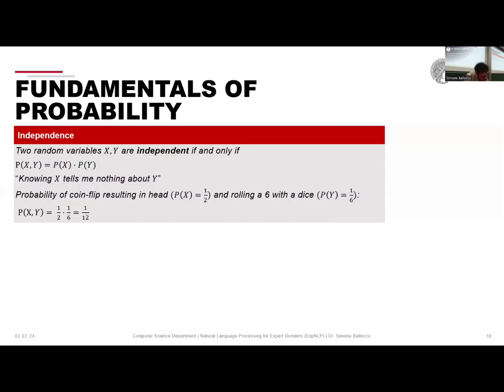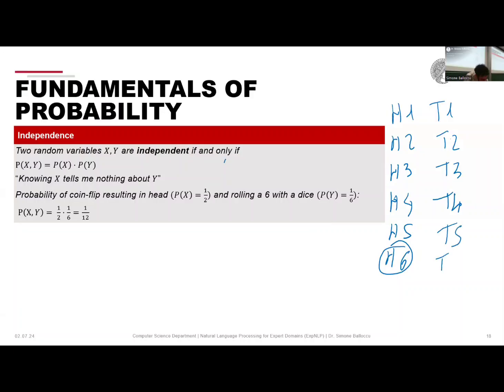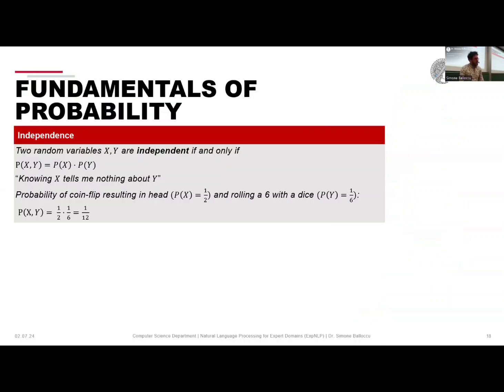Now, if we plot all the possibilities: head 1, head 2, head 3, head 4, head 5, head 6. Then we have tail 1, tail 2, tail 3, tail 4, tail 5, tail 6. This is like 6 plus 6. This is 1/12, which is exactly the product of the individual probabilities: 1 divided by 2 times 1 divided by 6. Any doubt? I'm not going to ask you to prove this in the exam, don't worry.